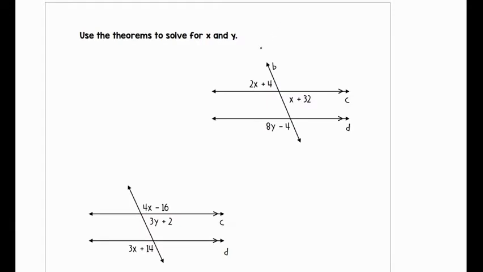So now we're going to do a couple more examples using these same theorems, but this time there's going to be some expressions where we need to solve for the missing variable. So if you think you're ready to just try this, go ahead and pause the video, but I am going to do the first one as an example together.